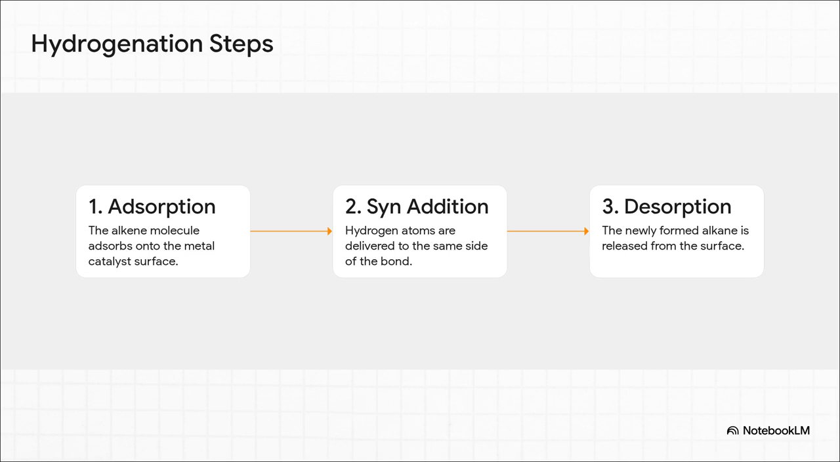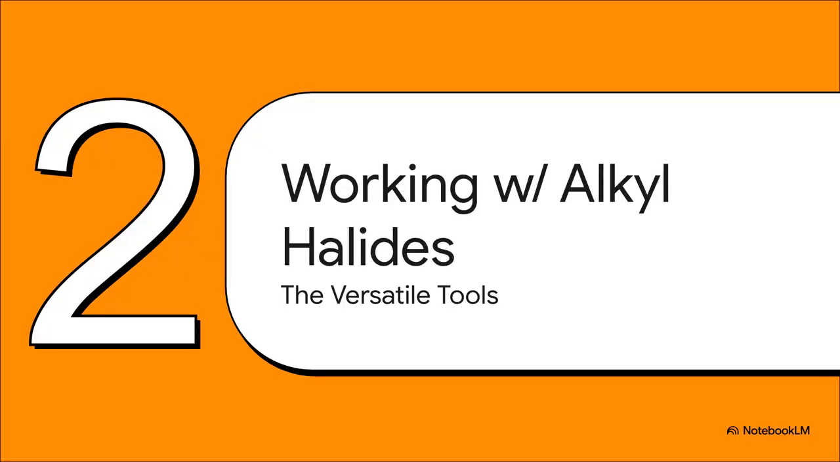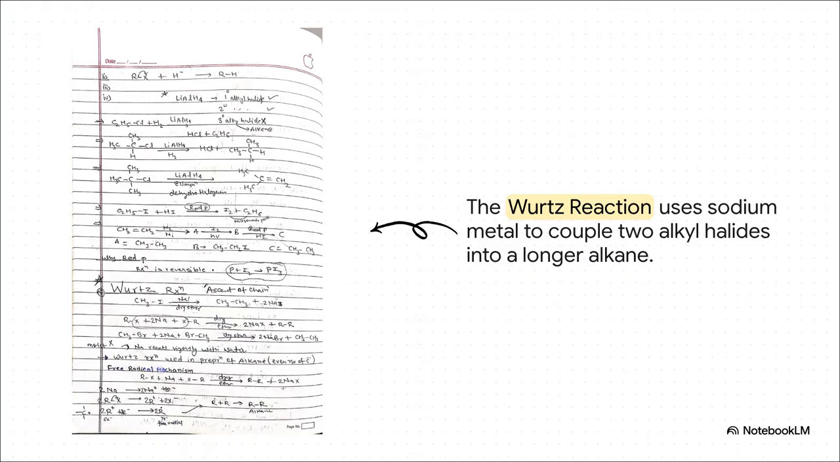Pretty efficient, right? All right, so hydrogenation is great, but what if you need to build a carbon chain from scratch? Or what if you want to connect two separate pieces together? For that, you're going to need a more versatile set of tools. So let's see how we can use things called alkyl halides to do just that. Let me introduce you to the Wurtz reaction.